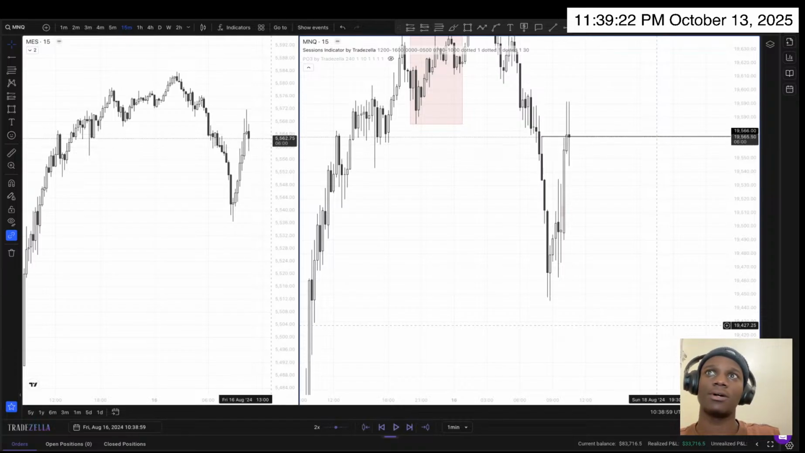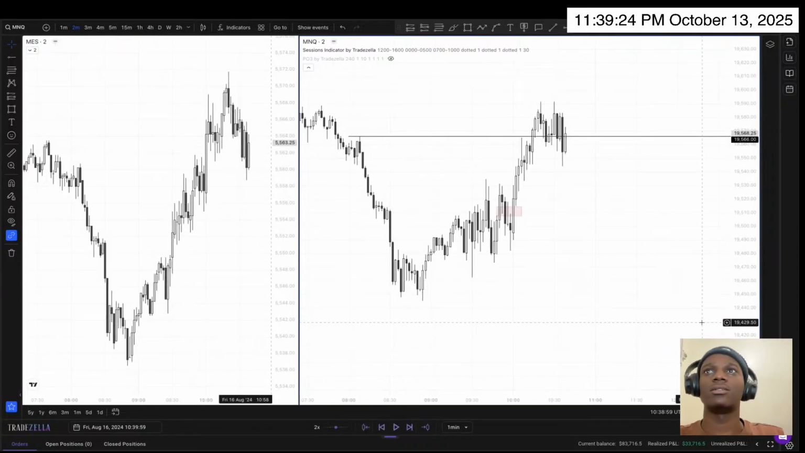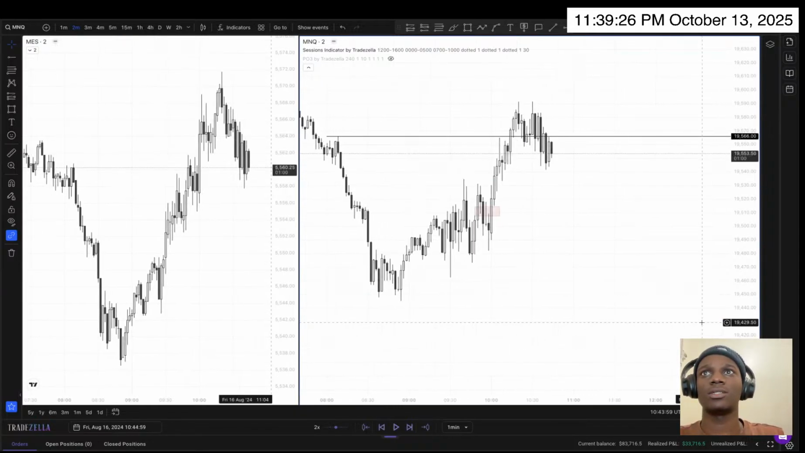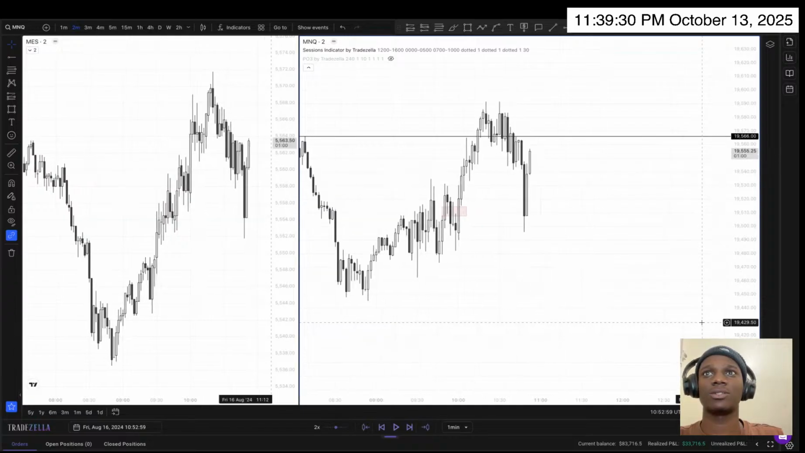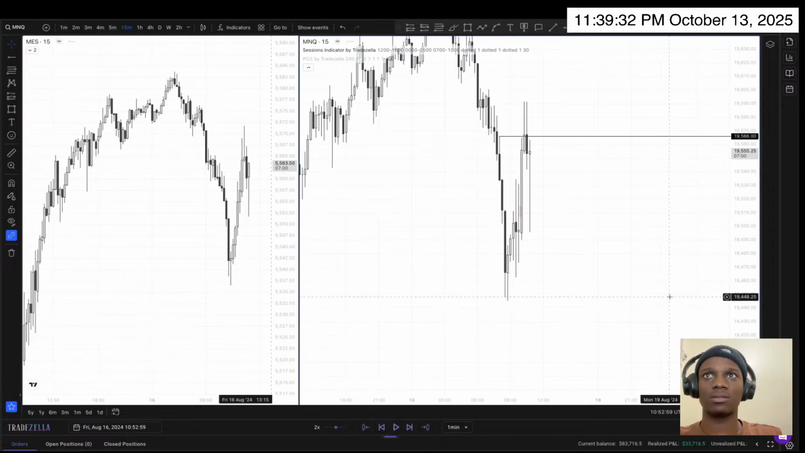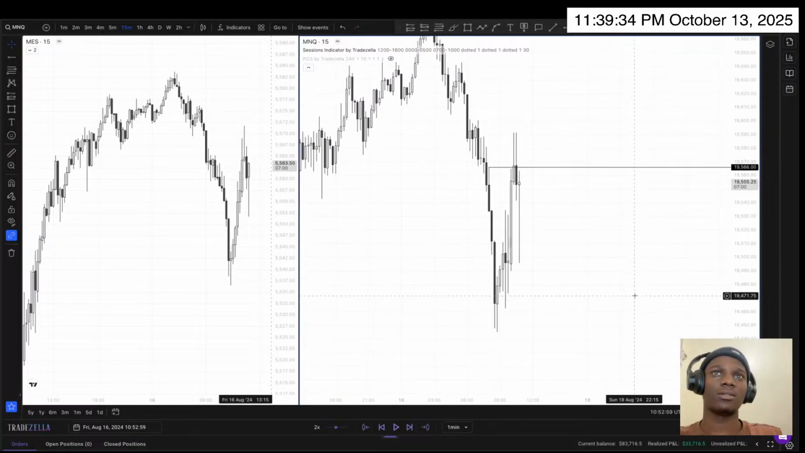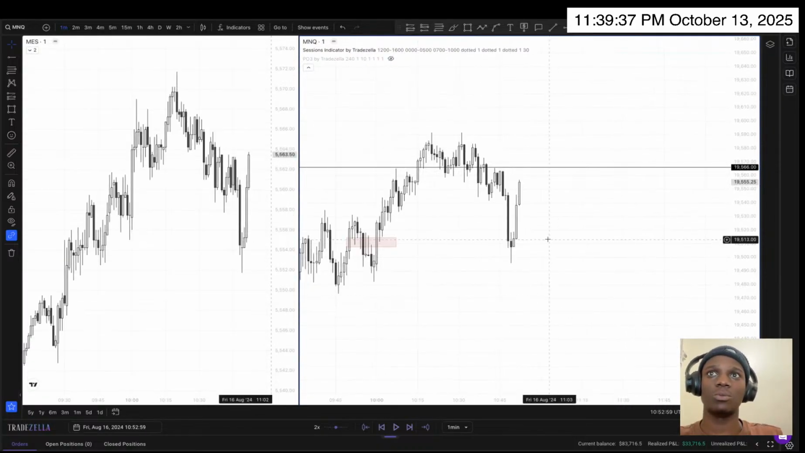Alright, there we are. 15 minutes. See if a continuation gets put in. There's no place for inversion here though. Okay, good rejection, but there, ooh, very good move there.